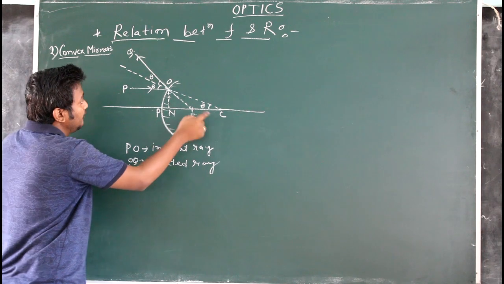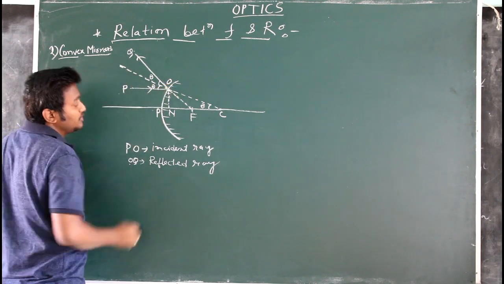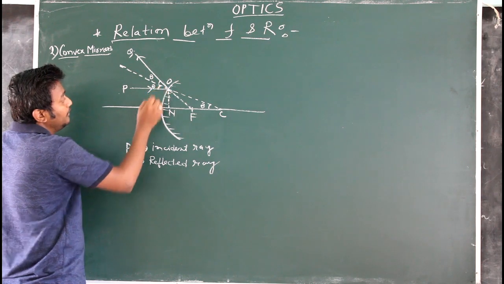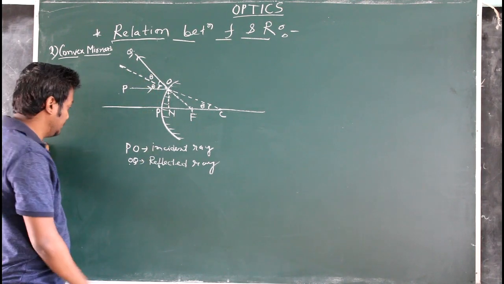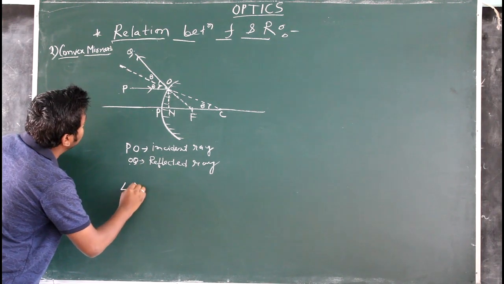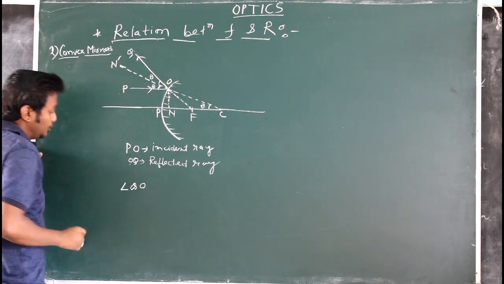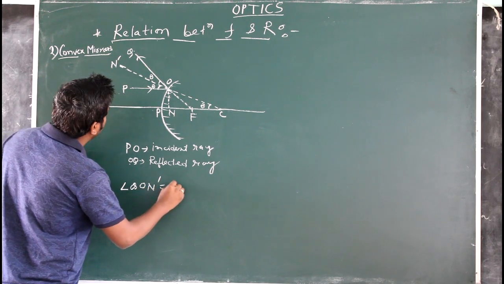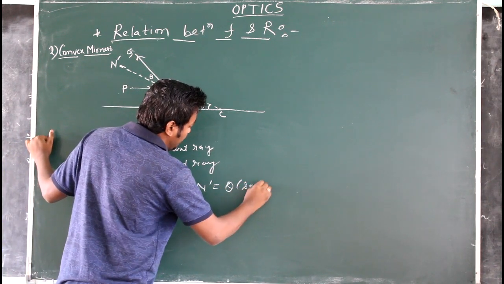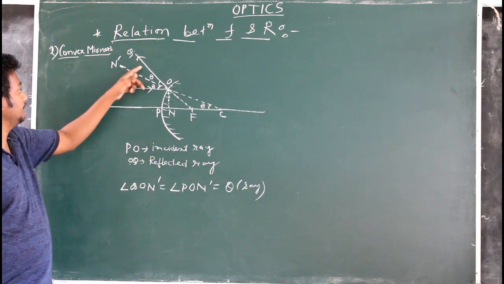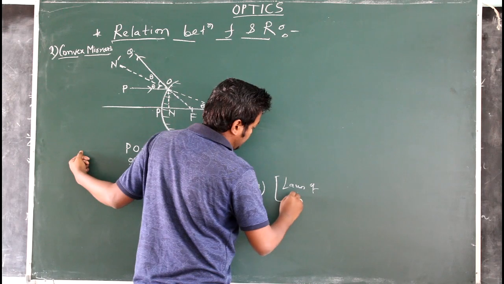in focus. Now we draw one normal from the center of curvature. This is the normal to the mirror at the point of incidence. So this angle will be equal to this angle by the law of reflection, that is angle of incidence equals angle of reflection. So you can write, suppose angle QON equals angle PON, that is equal to theta. This angle equals this one, how? From the law of reflection.